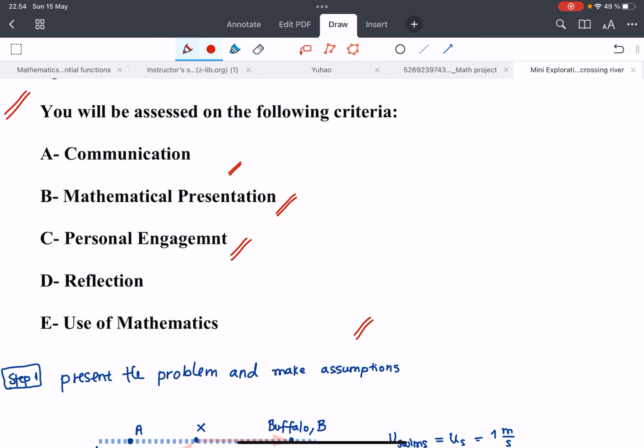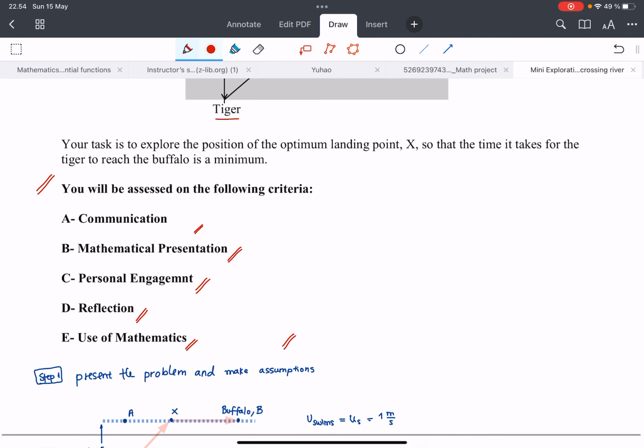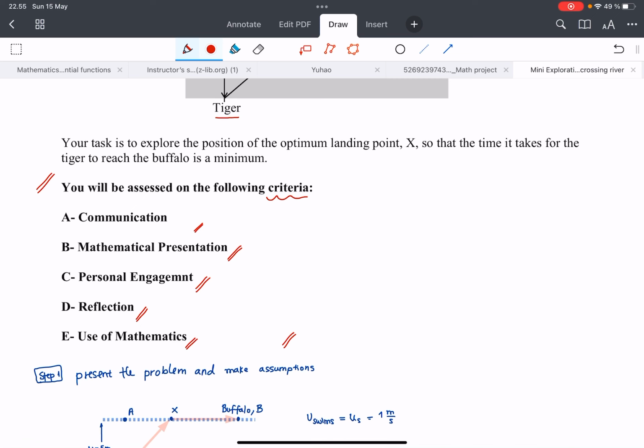The personal engagement: how much initiative you take to explore the problem further, how much you introduce the reader into it. The reflection: how you interpret your results and how you explain your results to the reader. And of course, the use of mathematics, whether or not the mathematics you're using is correct. So you can read about the criteria and ask me further, but now let's start solving the problem.